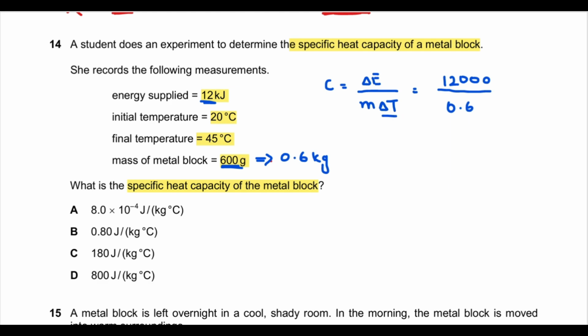Now what is the change in temperature? Change in temperature can be calculated by subtracting the initial temperature from the final temperature. So 45 minus 20, the change in temperature is 25 degrees Celsius. For the change in temperature, I'll put 25 degrees Celsius. Now I'll do the calculation and it turns out to be 800. So option D is correct.